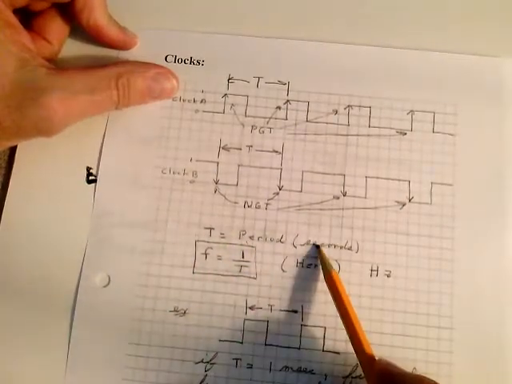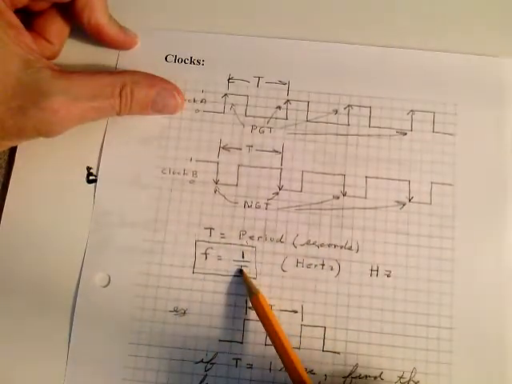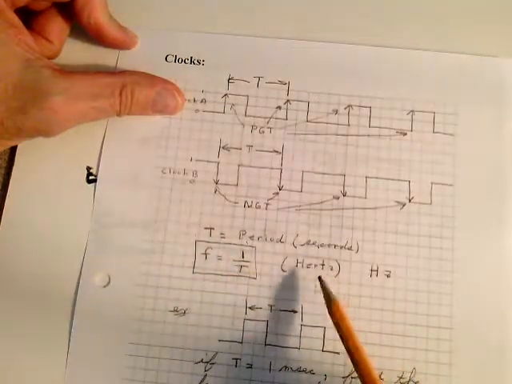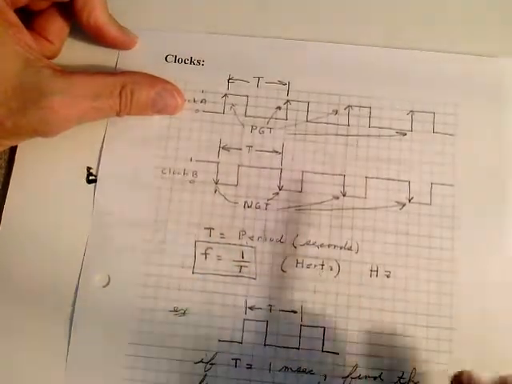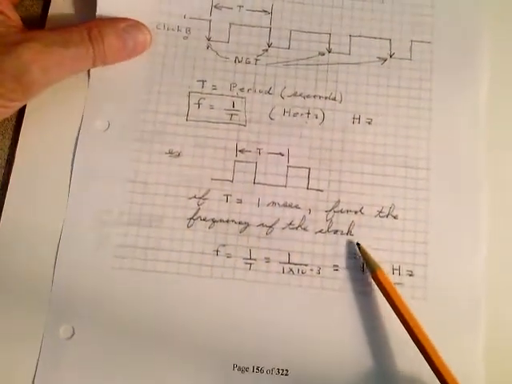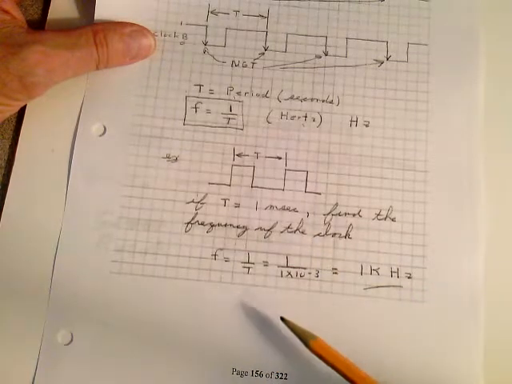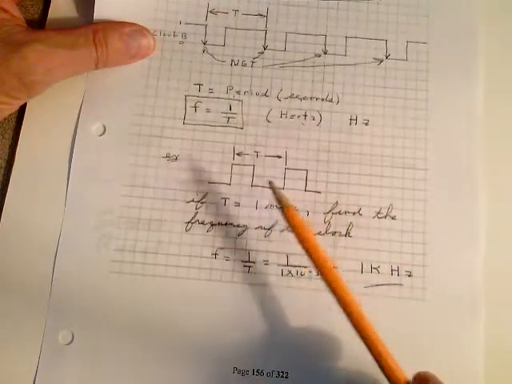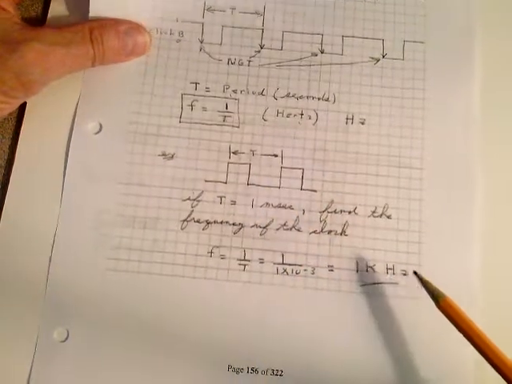The period is in seconds, and you know frequency is equal to 1 over T. So if you know what the T is, right here you invert it, you can get the frequency in hertz. So as an example down here, I have T is 1 millisecond, find the frequency of the clock. Pretty easy to do. Just make sure you can crank through that. If you have 1 millisecond period, you got a 1 kilohertz clock.